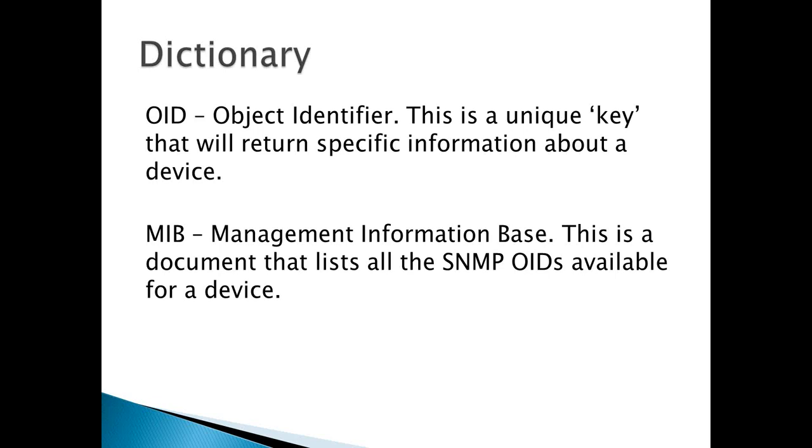So some things we've been talking about, the OIDs and the MIBs. The OID is an object identifier. This is just a key that returns specific information about a device. And the MIB stands for Management Information Base. Essentially all this is just a document that lists all the OIDs available for a device. So if you were to email a vendor and say, I need a MIB for my Trango backhaul, or I need a MIB for my Canopy SM, they're going to know what you're talking about.